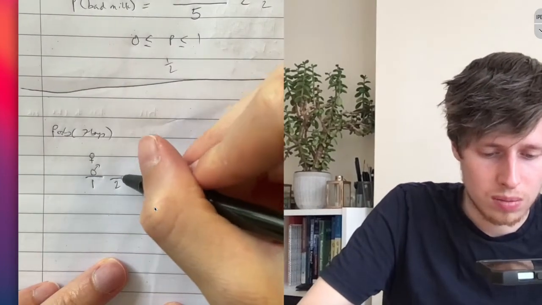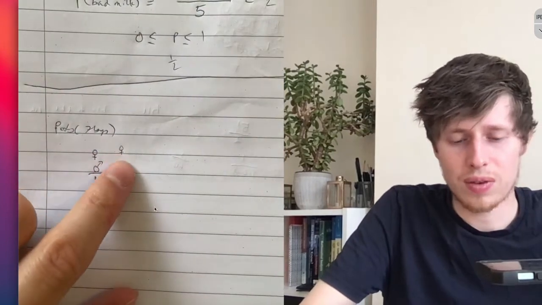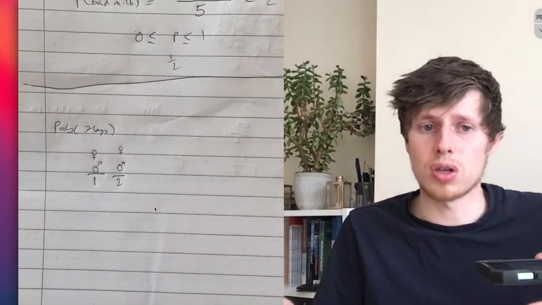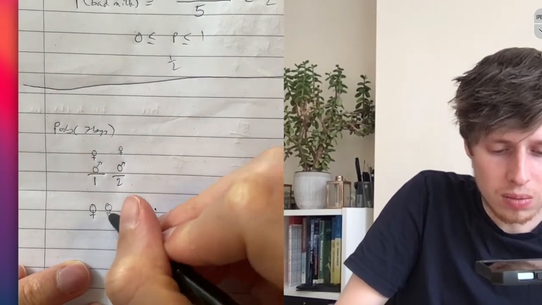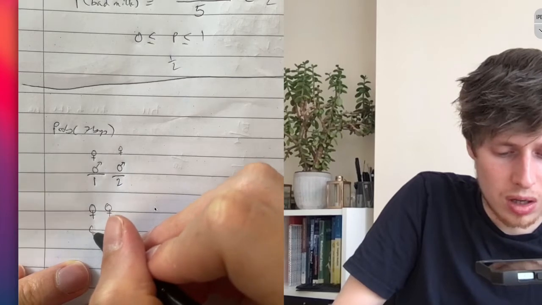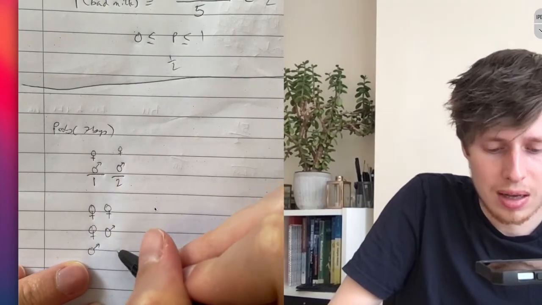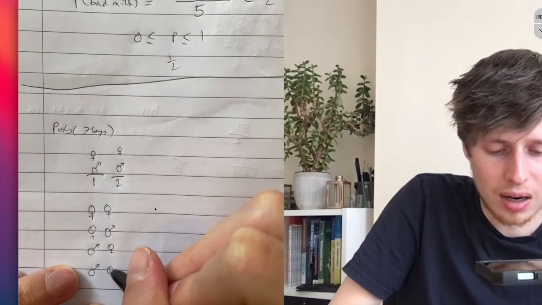Child number 2, same thing, equally likely for that to happen. But let's think about, after 2 children, what are the different things that could have happened? We could have either got a girl and then a girl. We could have got a girl and then a boy. We could have started off with a boy and then had a girl. Or we could have started off with a boy and had another boy.